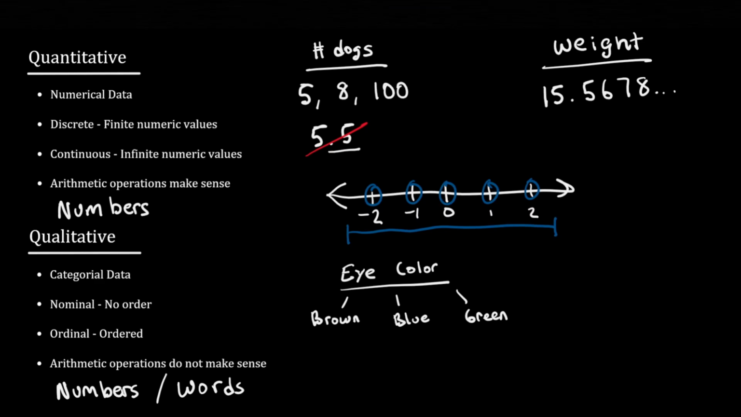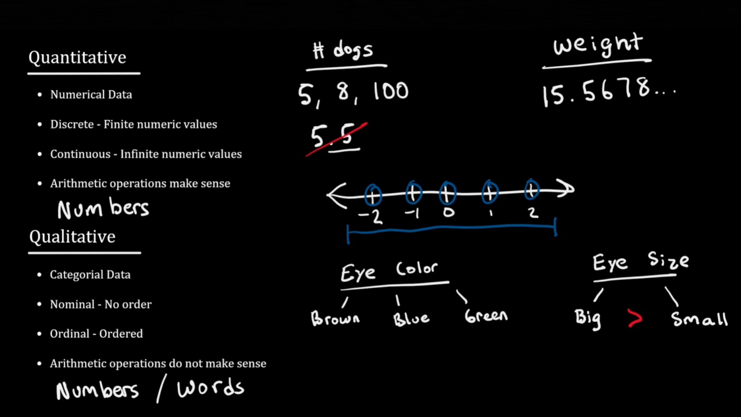In contrast, ordinal variables have categories that are ordered. Let's say our variable is eye size, then our categories can be big or small. These categories have an inherent order where big is greater than small.